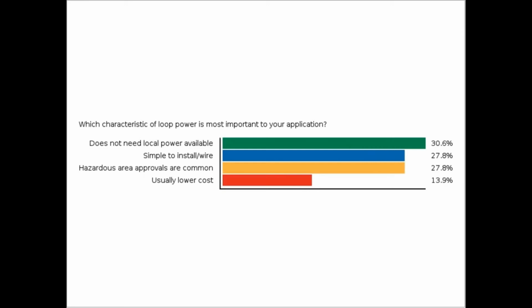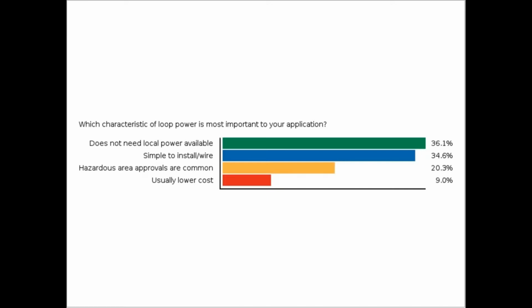Yeah, absolutely. Okay, we got a poll, and see again if you have any comments or questions via this poll about those characteristics that Joe just went over. Which characteristic of LoopPower is most important to your application? Got some votes coming in. I'll show the results as they come in. The answers would be: it does not need local power available, simple to install or wire, hazardous area approvals are common, or usually lower cost.